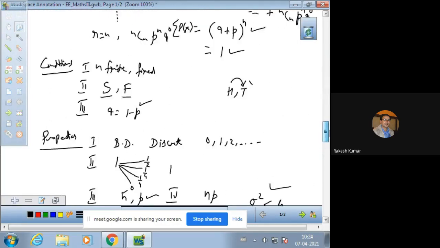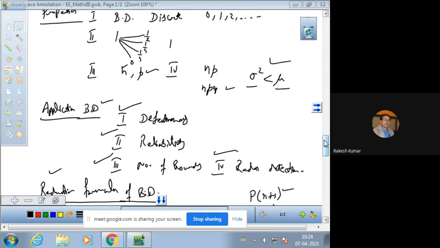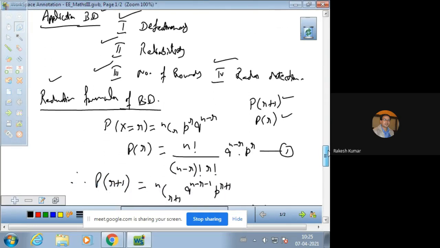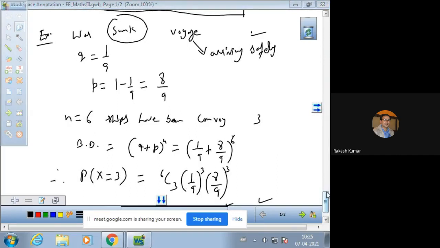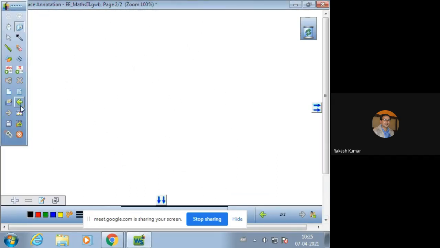और बाइनोमियल डिस्ट्रीब्यूशन में फिर हमने कंडीशंस, अंडर व्हाट कंडीशन बाइनोमियल डिस्ट्रीब्यूशन इज एप्लीकेबल, then properties of binomial distribution, and then application part of binomial distribution. This was discussed in the previous class. We have also proved the reduction formula of binomial distribution. One example was taken in the yesterday's class. Now let us move forward and take more examples.